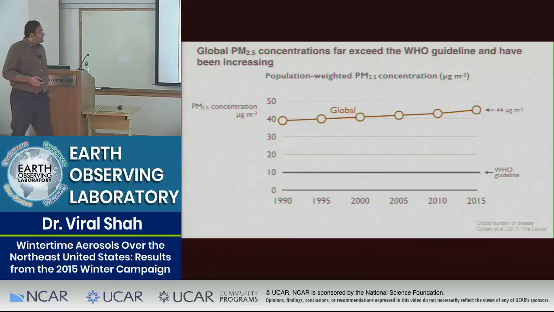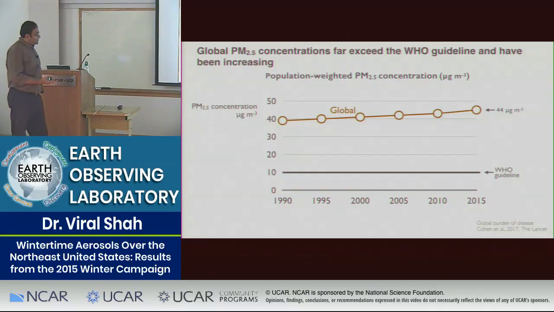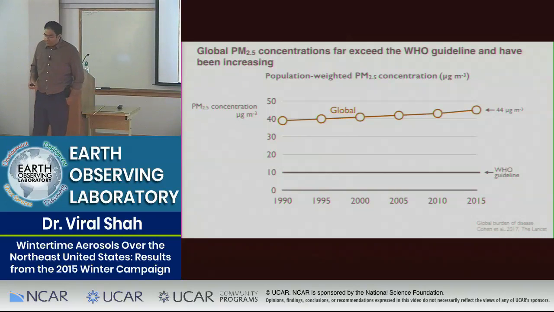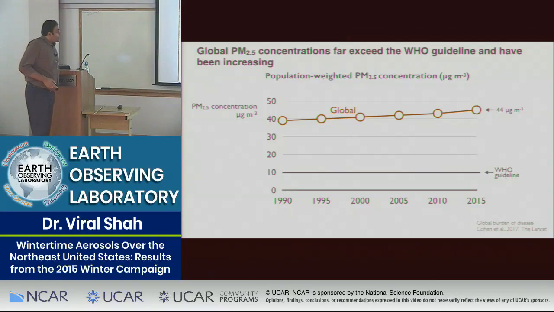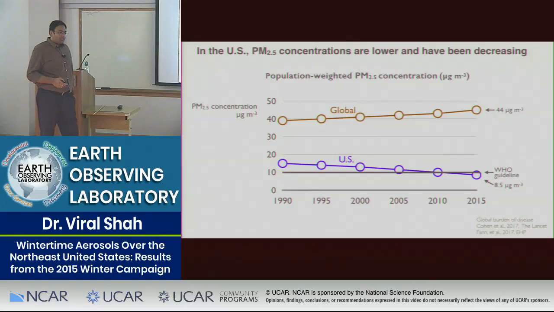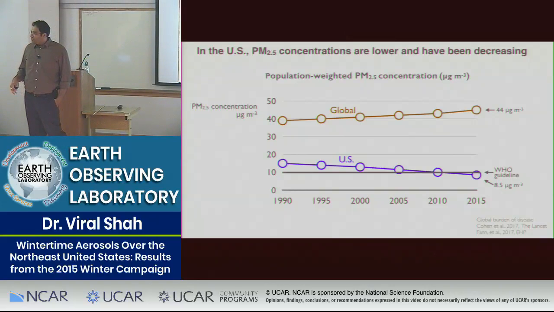But the issue is that conditions are getting worse as far as air quality is concerned. In the past 25 years or so, the population-weighted global average PM2.5 concentrations have been increasing, and they're at about 45 micrograms per cubic meter, which is 4 times the guideline of 10 micrograms per cubic meter. So the situation is worse in places like India and China. In the US, things are much better. Just in the past 5 years or so, the annual average concentrations have dropped below the WHO guideline.